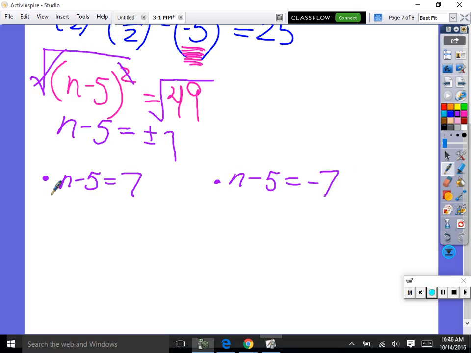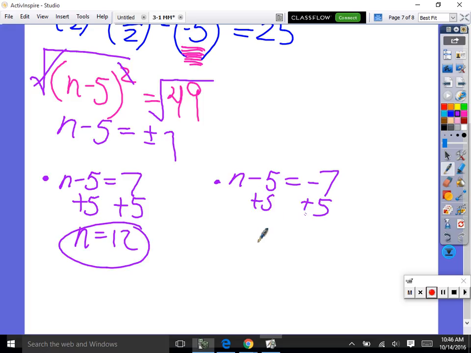Okay, so now solve for n, just using algebra. So we'd add 5, 12. So n is equal to 12 is the solution. We'd add 5. So n is equal to negative 2 is our other solution.